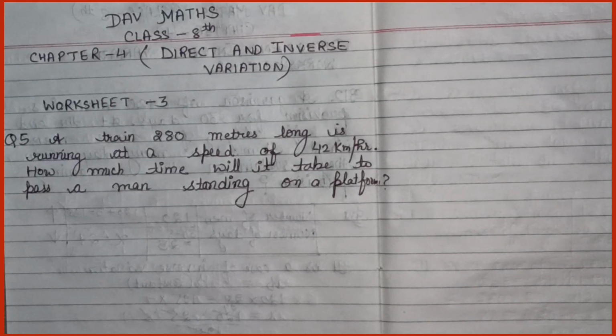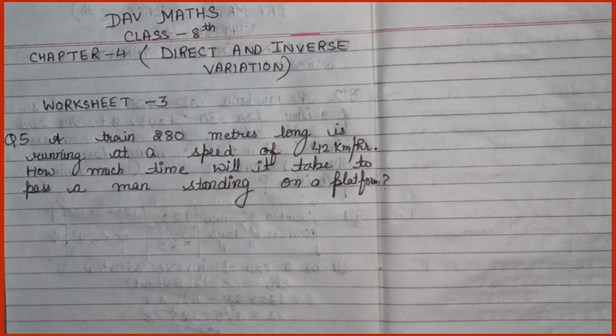Today we are doing chapter 4 of DAV Maths class 8, and our chapter name is direct and inverse variation. Today we are starting worksheet 3 of this chapter. From question number 1 to question number 4, all questions are simple and all are questions of inverse variation. So this is our question number 5.